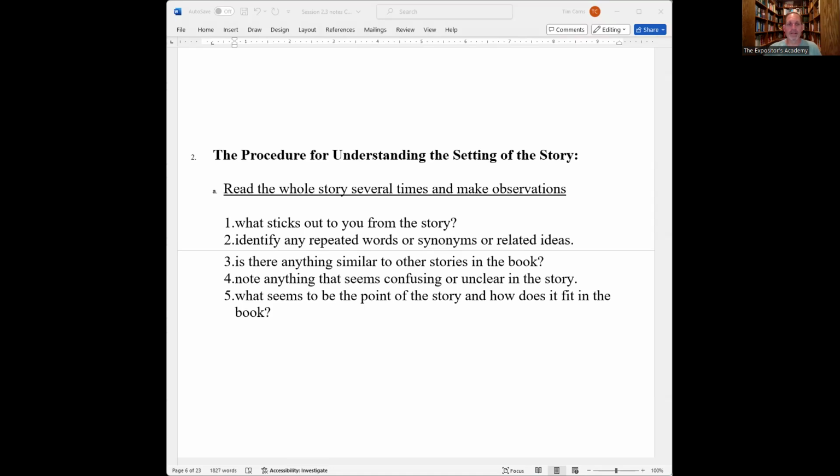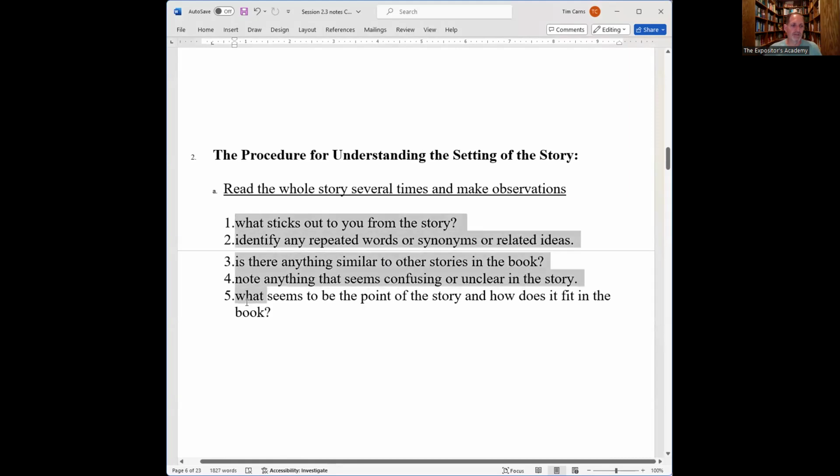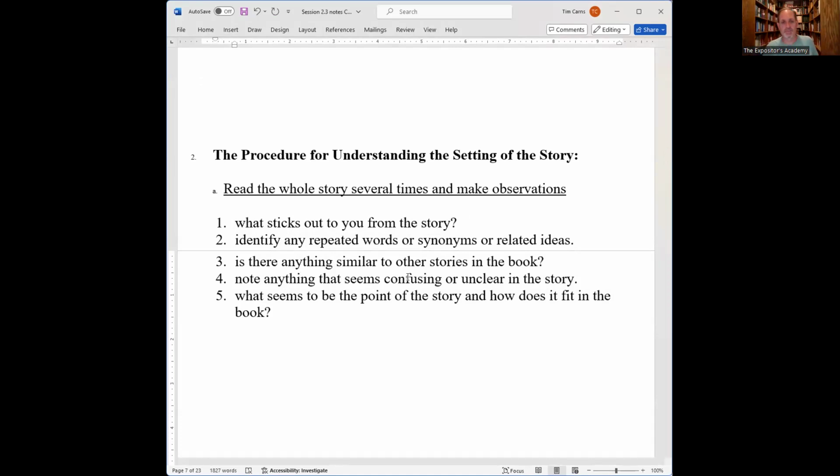We want to start with reading it and then making observations. That's always the key to encourage active reading. So what sticks out to you from the story? Do you see anything repeated, any synonyms, anything similar connected to other stories in the book? This would be a time to write down questions. What seems to be the point of the story? How does it seem to fit in the book? You just want to be asking yourself these general kinds of questions and observations.